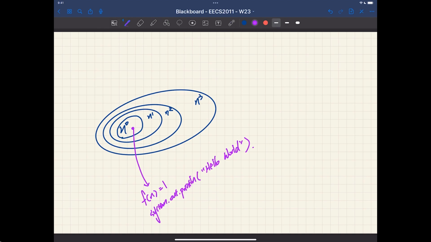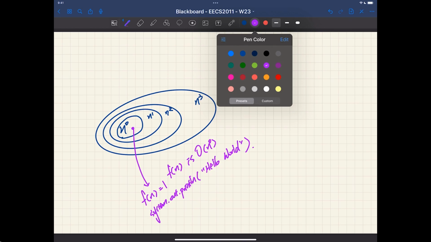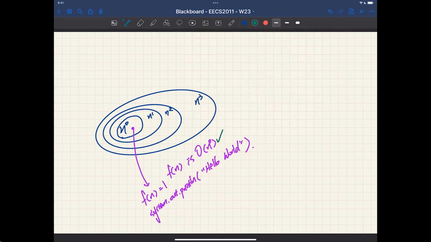However, here you can say f of n is big O of n to the power of 0. That is correct. Is it also correct to say f of n is big O of n to the power of 1? Is this correct or not? It is, because this is also a member of this larger superset. Is it also correct to say the hello world program is also big O of n to the power of 2? That's also correct, right?